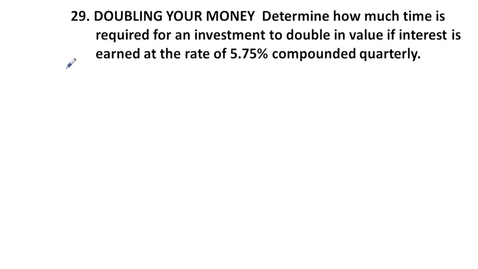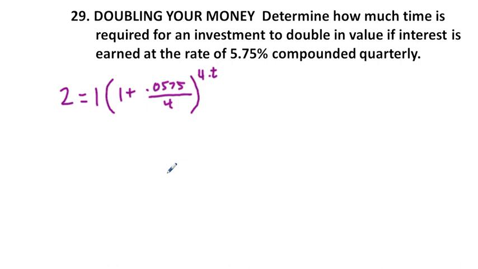Next problem, doubling your money. Determine how much time is required for an investment to double in value if the interest is earned at the rate of 5.75% compounded quarterly. Well, again, using our formula, and we're interested in doubling, so we'll say double is 2, and our starting amount is 1, right? If we double, we could use $1. How long does it take for $1 to become $2? 1 cent to become 2 cents. And we are compounding quarterly, so we're going to have 1 plus 0.0575 over 4 to the power of 4 times t.